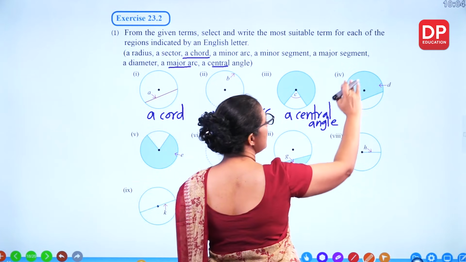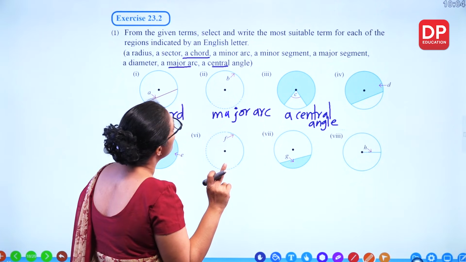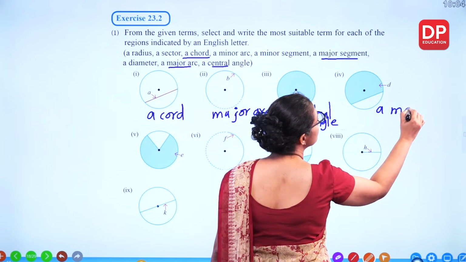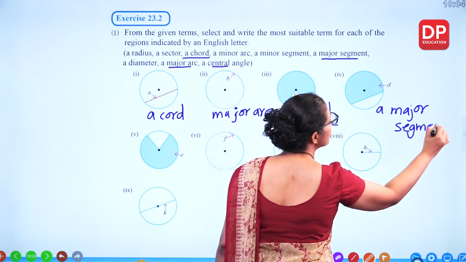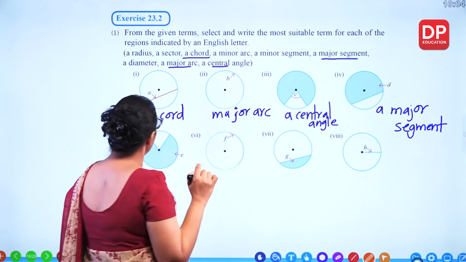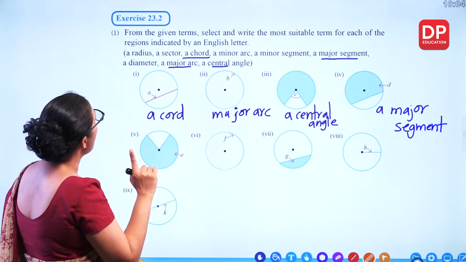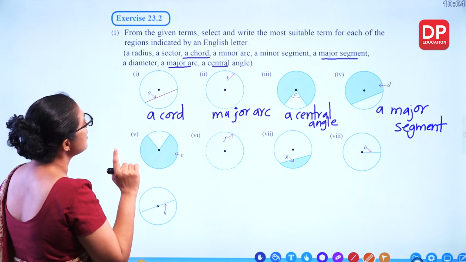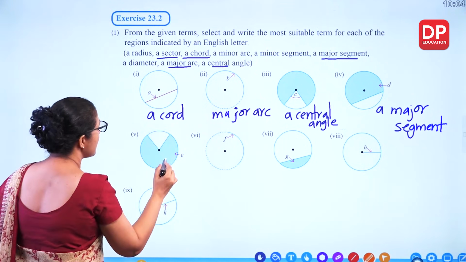What about D? D is a segment, but this is a big one. Major segment. This one, this is a sector. A big one, major sector. Do we have a major sector? No, we have just a sector. You can say this is a sector.